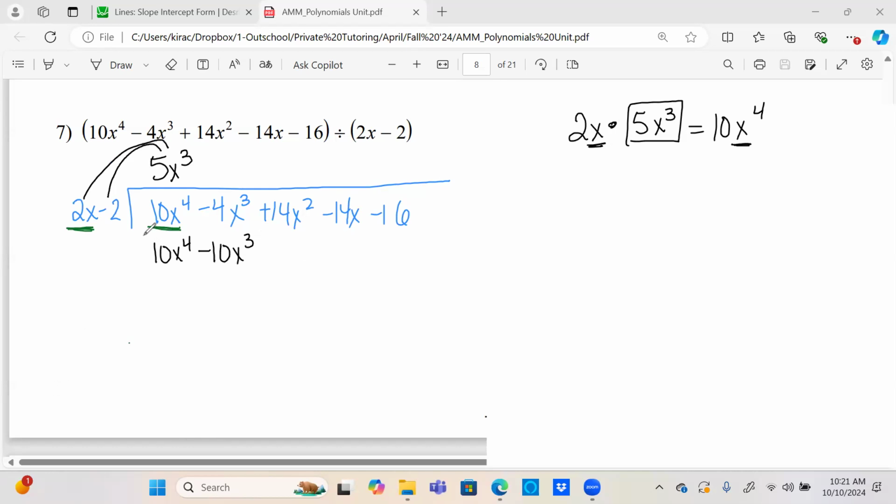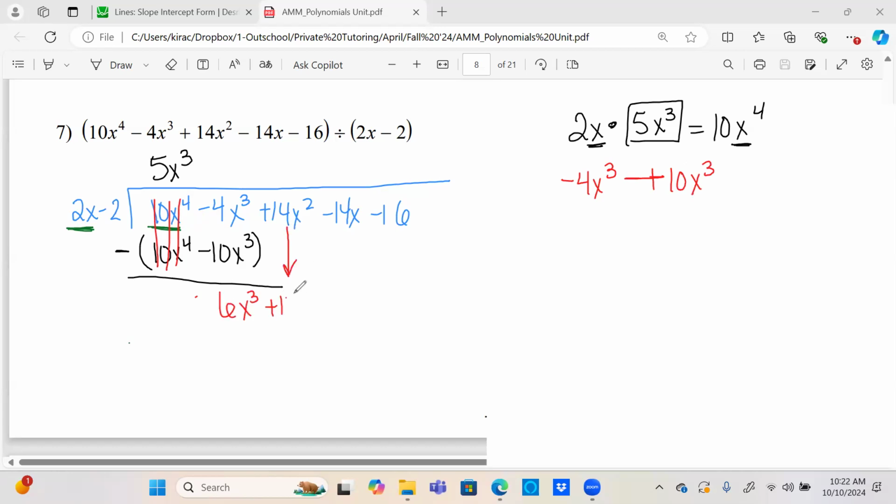And then with long division, we take this whole guy and we subtract him. So subtract straight down. The first component should cancel. 10x to the fourth minus 10x to the fourth. This should cancel out. And the second one, be very careful. That's negative 4x cubed minus negative 10x cubed. This will turn to plus and be 6x cubed, and drop down the next component.